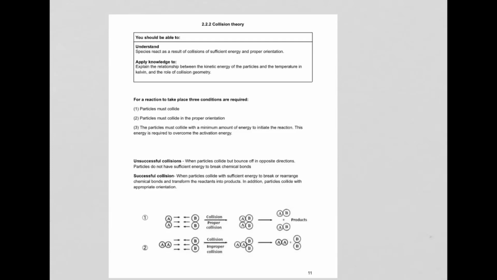Hi everyone, we're going to be looking at the collision theory, and this theory helps to explain why chemical reactions occur. So according to this theory, for a chemical reaction to occur, these three conditions must be met. Particles must collide. They must also collide with a proper orientation, and they need to have a minimum amount of energy for the reaction to initiate. And this energy is called the activation energy.